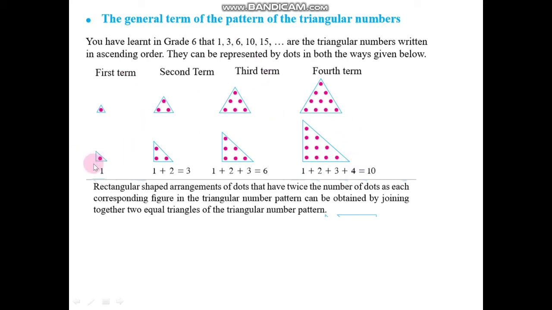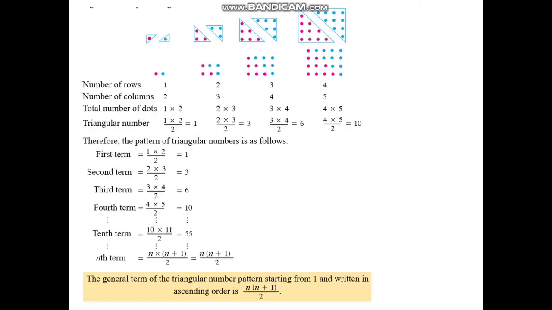Yeah, the first triangle is 1. Second one is 1 plus 2, 3. The third one is 1 plus 2 plus 3. The fourth one is 1 plus 2 plus 3 plus 4. You can see there is some increasing order here. We'll find it. What's that? Rectangular shaped arrangements of dots that have twice the number of dots as each corresponding figure in the triangular number pattern can be obtained by joining together two equal triangles of the triangular number pattern.